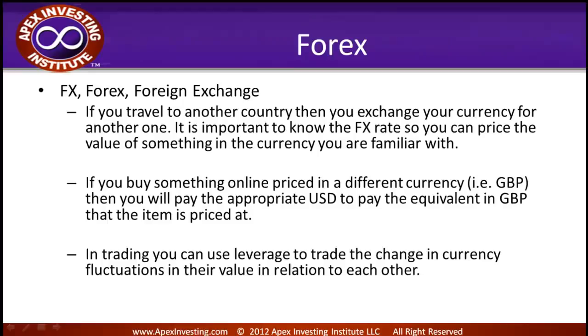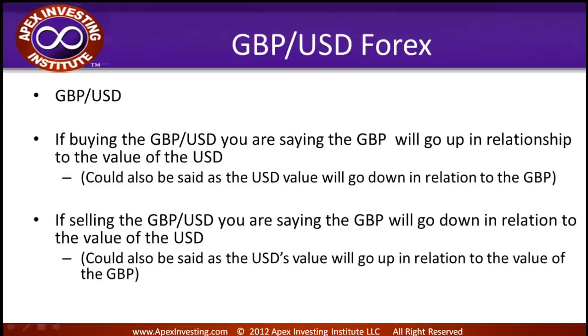In trading, you can use leverage to trade the change in currency fluctuations in their value in relation to each other. The pound dollar works this way: if you buy the pound dollar, you're saying that the pound will go up in relation to the value of the dollar. It could also be said that the dollar is going to go down in relation to the pound. Now, if you sell the pound dollar, you're saying the pound will go down in relation to the value of the dollar, or that the dollar's value will go up in relation to the value of the pound.